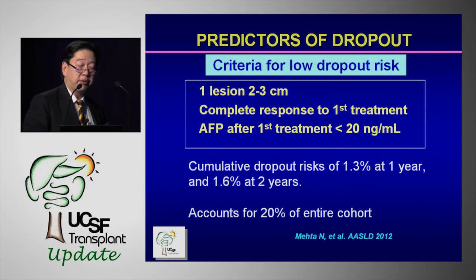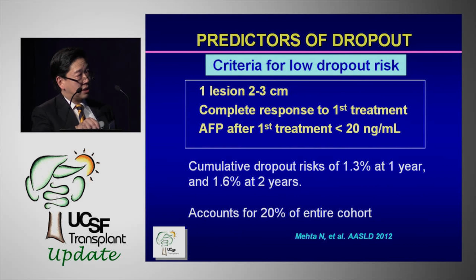So we came up with this subgroup of patients that we think are at very low risk of dropout. They have a single lesion between 2 to 3 centimeters, show complete response with no residual tumor after first local regional therapy, and have a low AFP after first treatment, less than 20. We found that the cumulative risk of dropout in this group of patients is about 1% at 1 year and 1.6% at 2 years. This accounts for about 20% of our entire cohort.